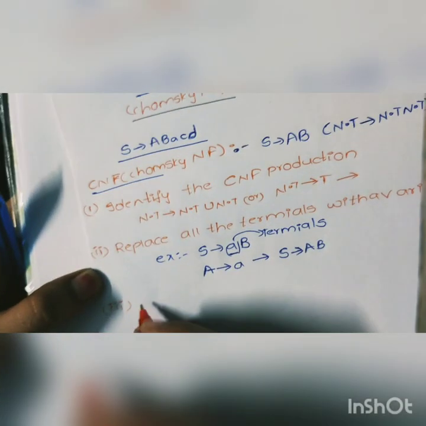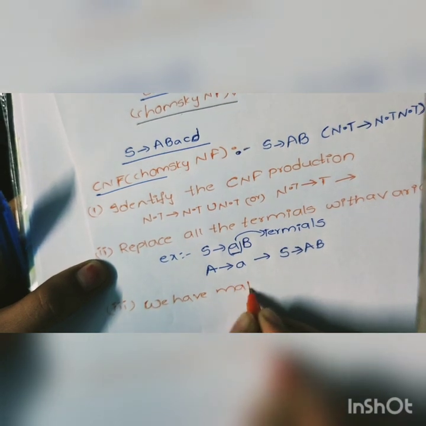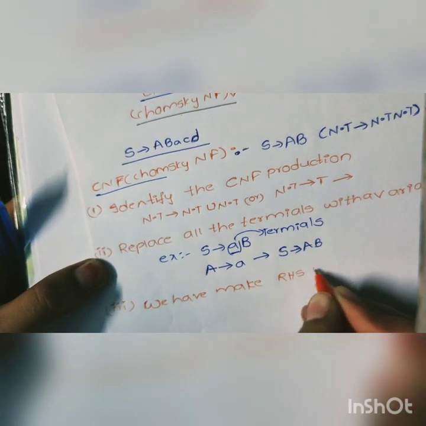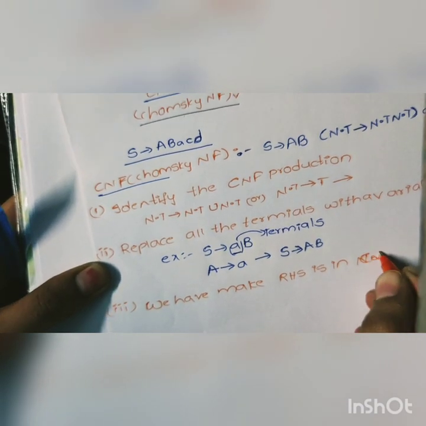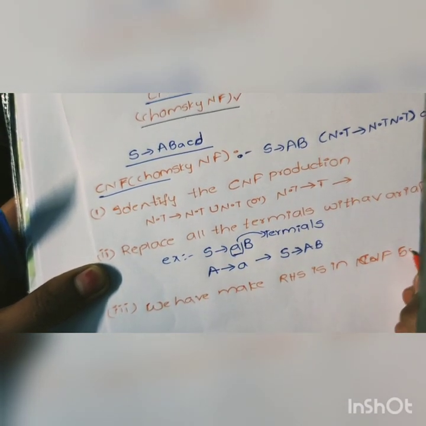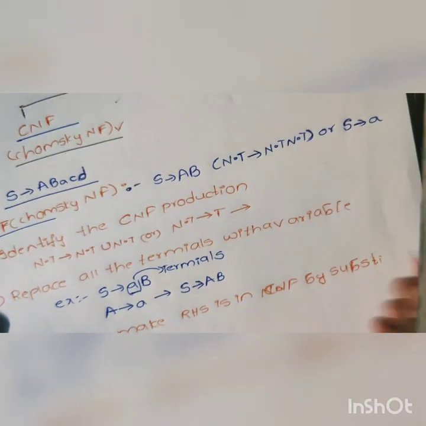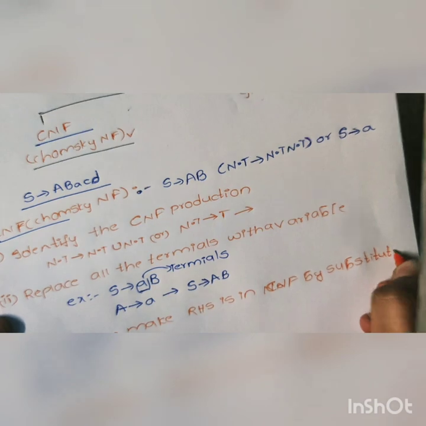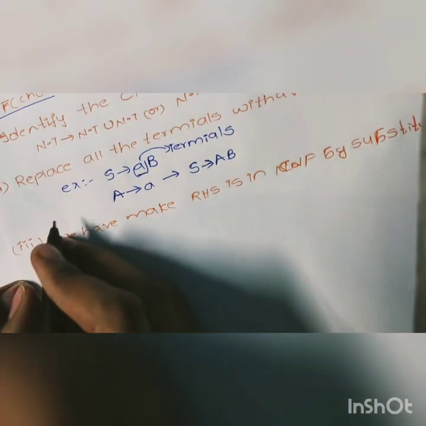Now the third step: we have to make the RHS be in the form of Chomsky normal form, CNF, by substituting. Let's solve with an example.